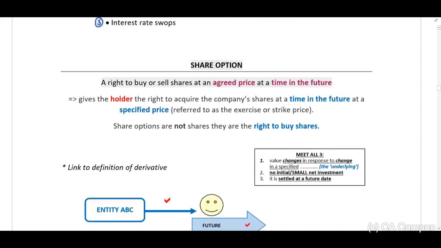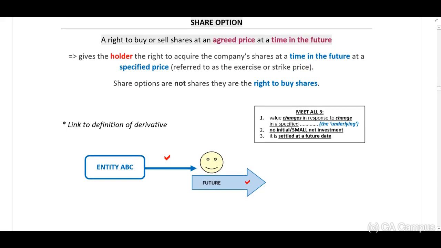Now let's have a look at a share option. What is a share option? This is a right to buy or sell shares at an agreed price at a time in future. This will be, for example, when the entity provides a right to an employee to buy or sell shares at a time in future at an agreed price. Share options are not shares. They are a right to buy shares.